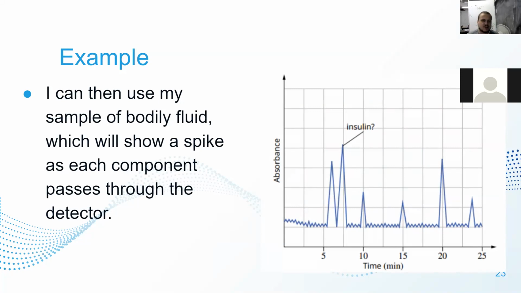So each time a component passes through the detector, you get a spike or a peak. The height of the peak tells us the relative concentration. So the computer's telling me that's insulin. It looks like insulin. And if the height of the peak tells us the concentration, what should we see if I add pure insulin to the sample? What should happen to that spike or peak that I think is insulin?